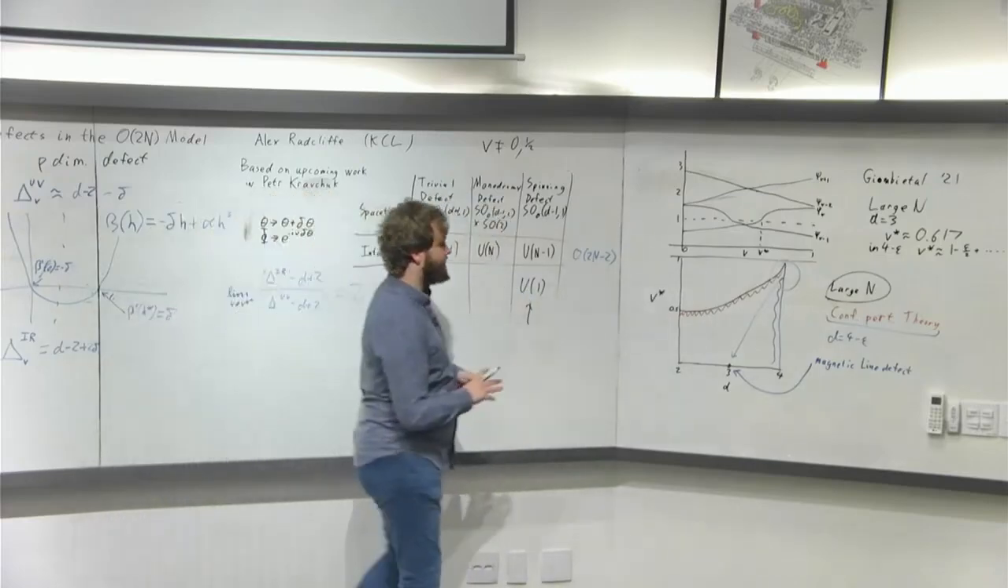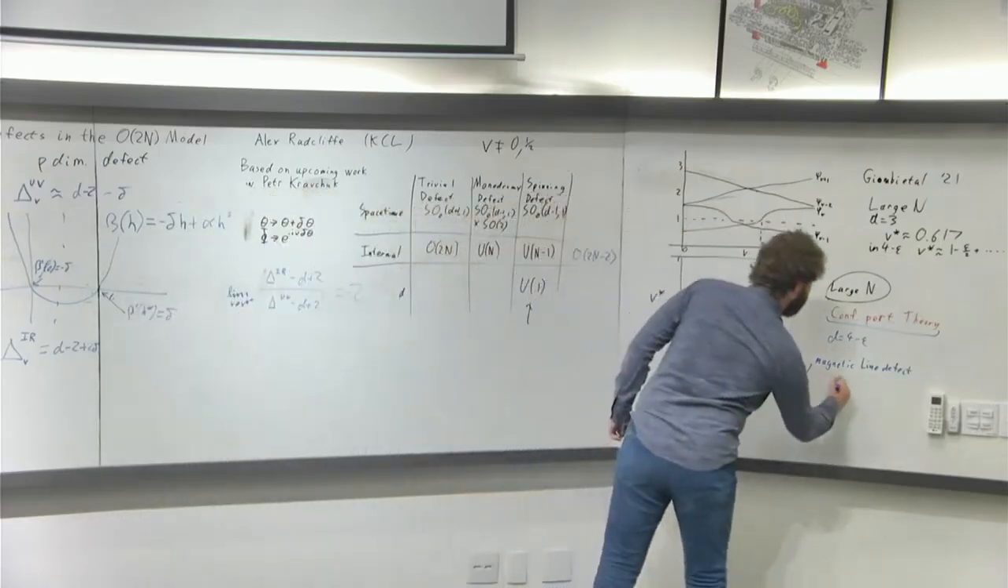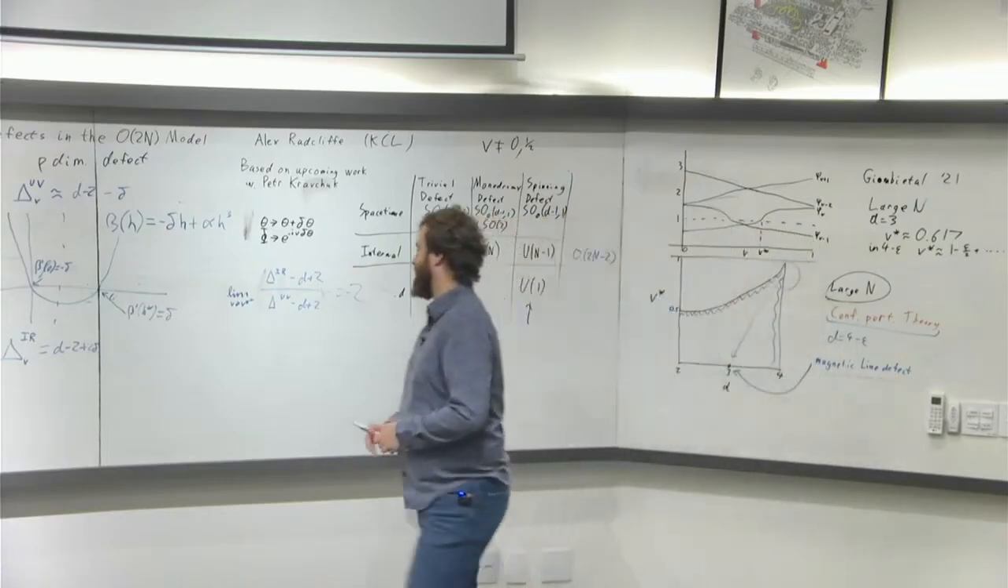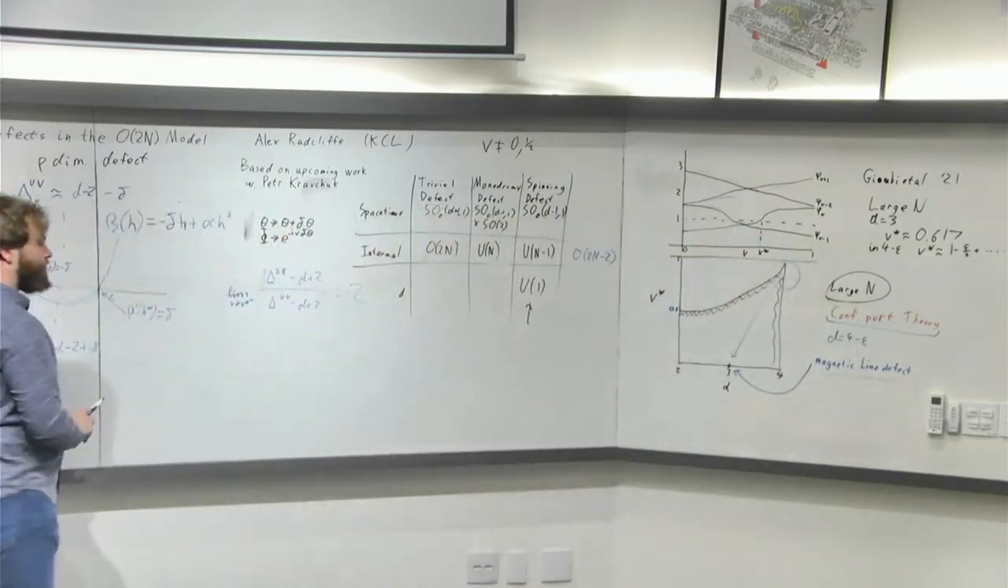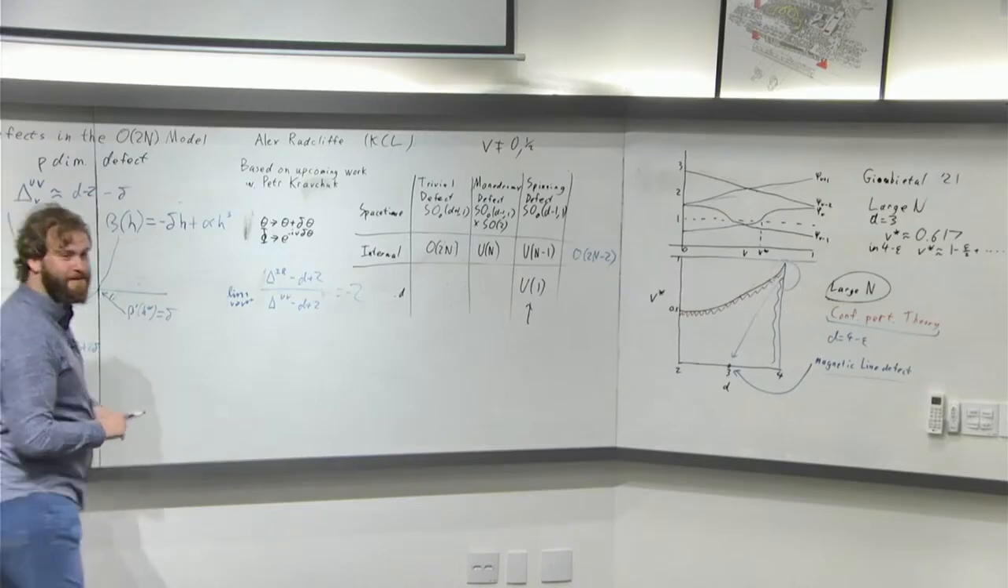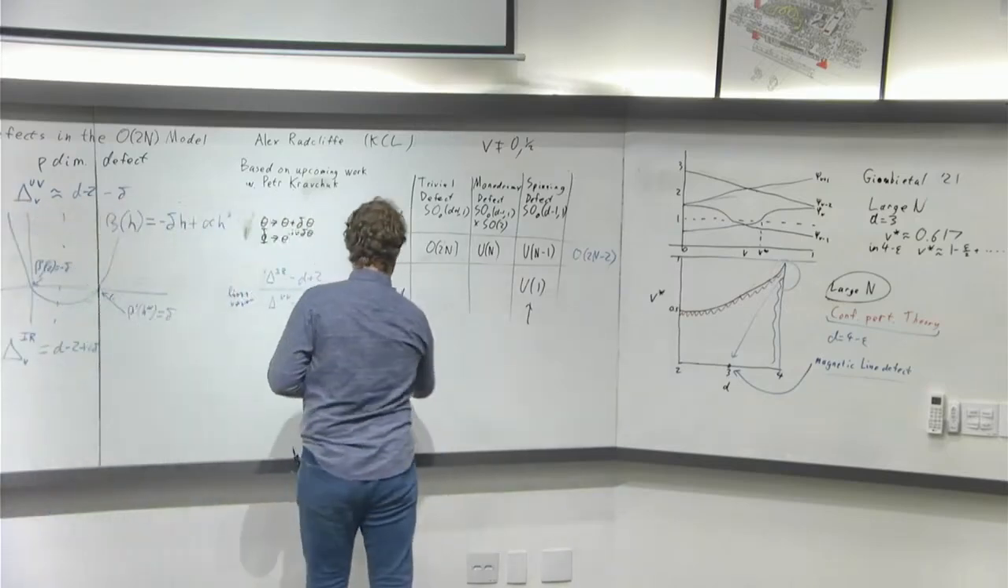And then hopefully the results should be comparable to what other people have got looking at the magnetic line defect. We have not currently done this, but it'd be interesting. So that's one of our future directions for work here.